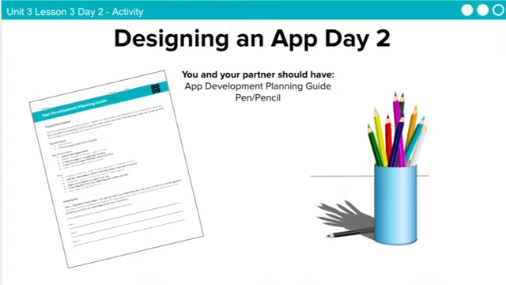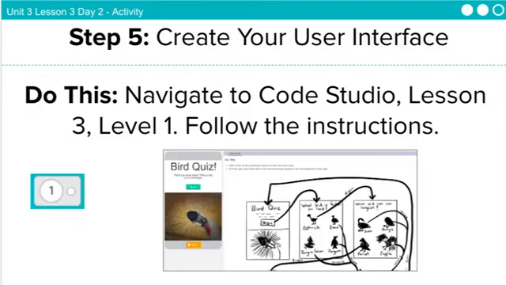So you need your activity guide because you're going to use that as a reference. And then you're going to go to Code Studio. You're going to create your user interface for this lesson. And for level 1 on lesson 3, you're going to follow the instructions.